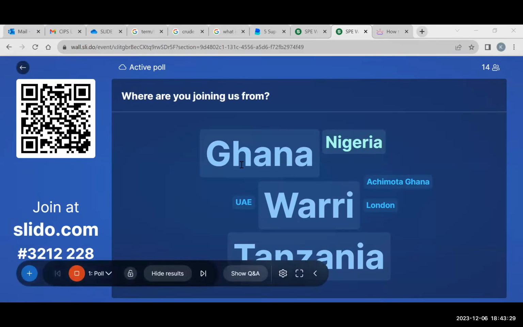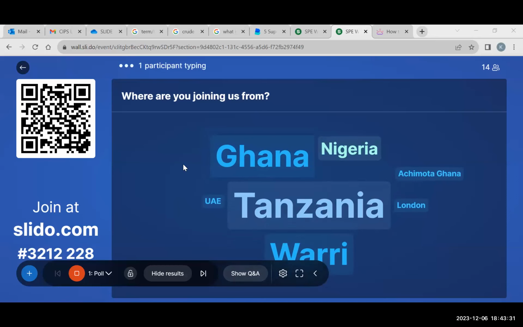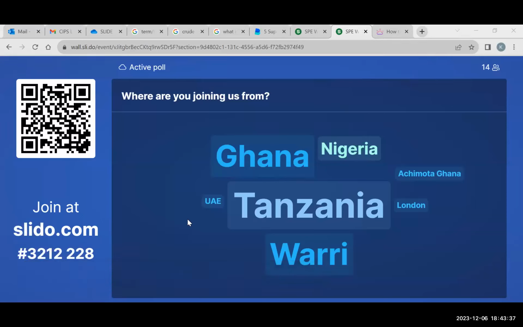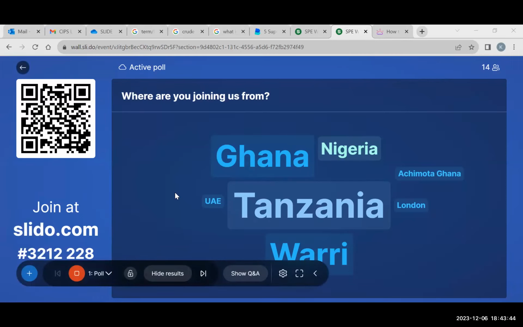Okay, it seems that we already have the maximum responses we could get. So from this, we can say the majority of our participants are from the three organizing countries. That's beautiful to see.